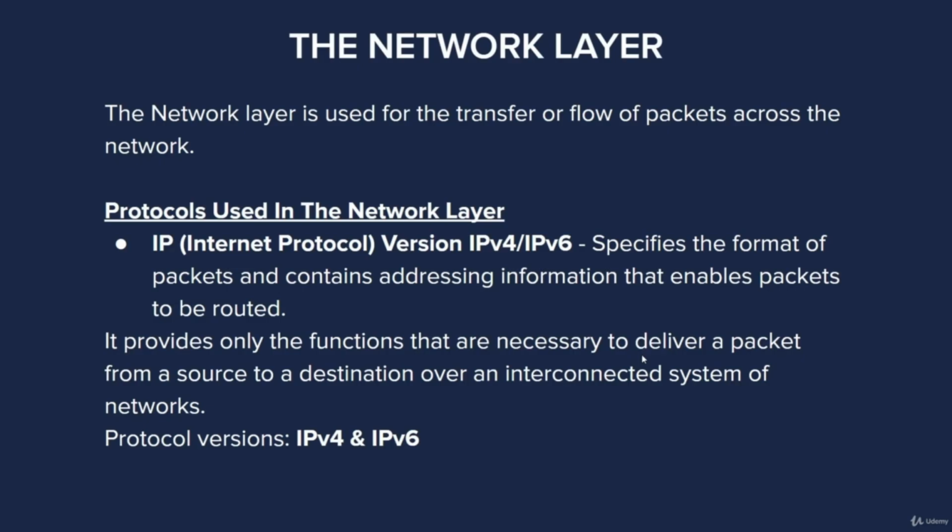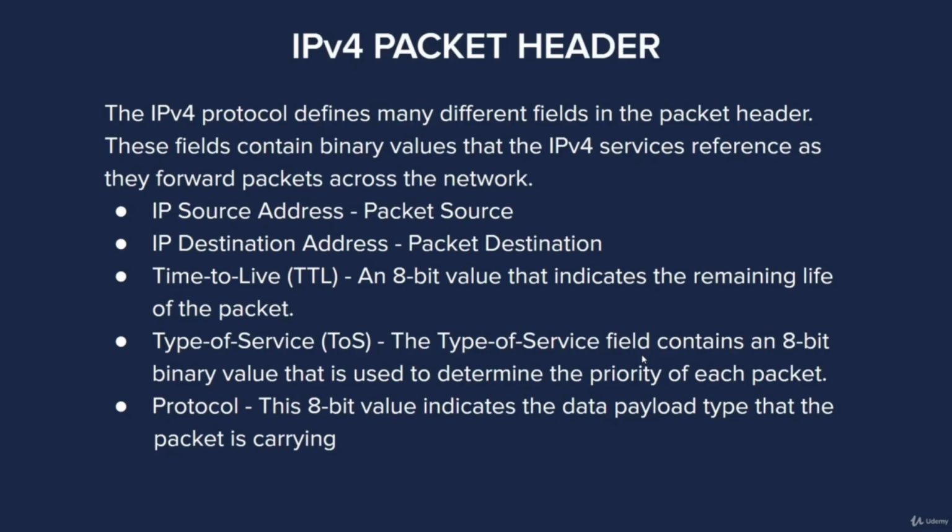As I said, we have two protocol versions, IPv4 and IPv6. We're going to be focusing on IPv4 in this course, even though Nmap does have the functionality to scan IPv6 addresses and networks. So let's take a look at the IPv4 packet header, because this is where things start becoming interesting. I'll be able to demonstrate this with a tool like Wireshark in a few seconds, when we'll actually see the header of the IPv4 packet, right? So the IPv4 protocol defines many different fields in the packet header. Let's take a look at some of these fields.